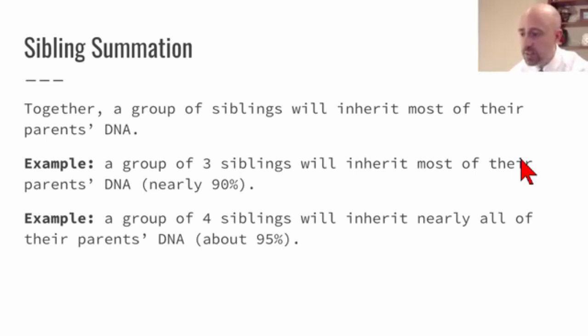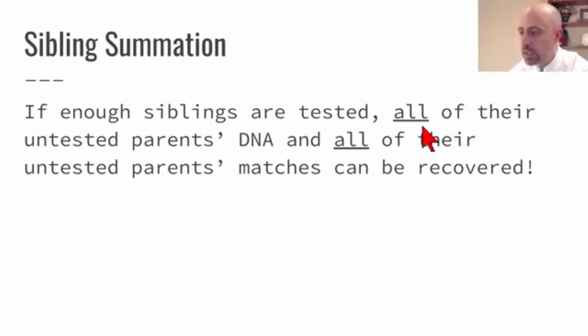A group of 3 siblings might be expected to inherit about 90% of their mother's DNA, and a group of 4 siblings might inherit approximately 95% of their mother's DNA. This applies to fathers too; I'm just using mothers as an example. These numbers are not exact. These are ballpark numbers because inheritance of DNA is somewhat random. But these are the kinds of numbers that you can expect if you include more and more siblings in your testing strategy.